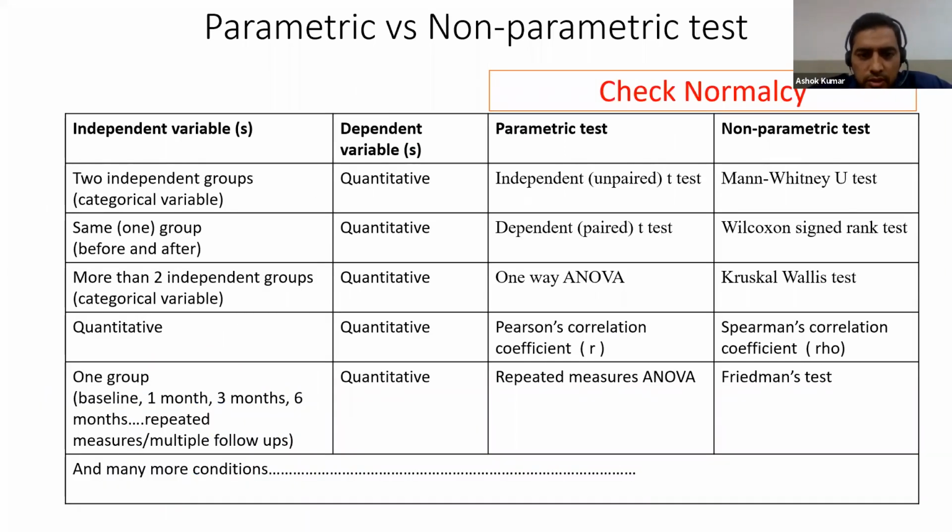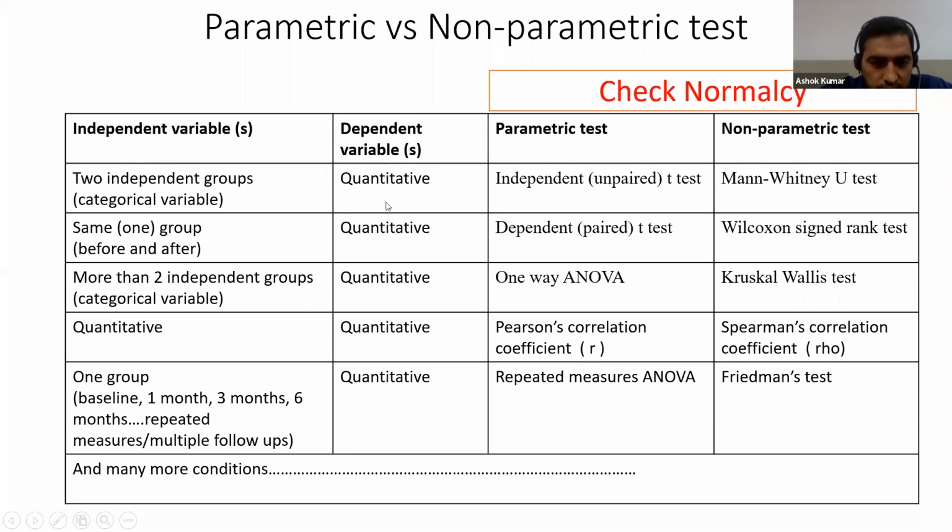So you have to remember this table every time. And two other slides we discussed in the first session, like qualitative data and quantitative data, and then levels of measurements. These three or four slides are very important. And we know that here the dependent variable is quantitative in all conditions.